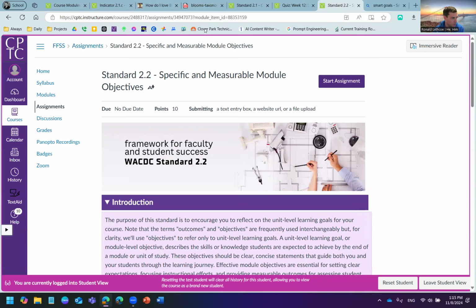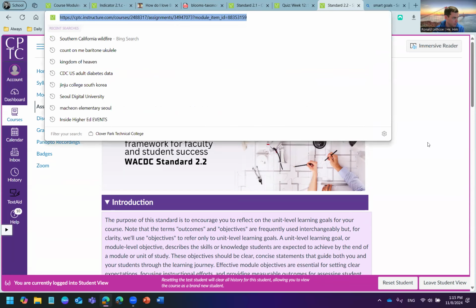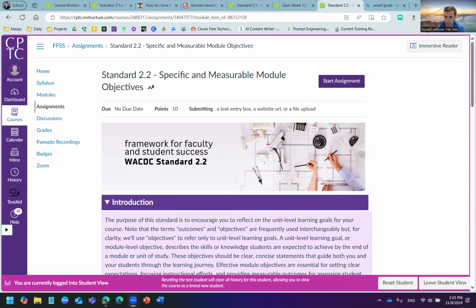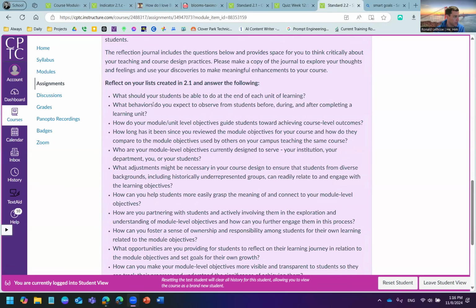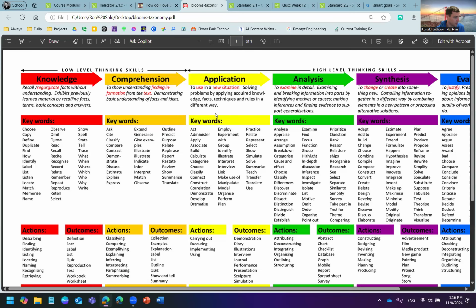Standard 2.2, specific and measurable module objectives. So if you're interested in following along with the site, we're just going to go down this list here and go over the instructors' objectives that they have for their modules and for their lessons, and see if they are aligned with their course learning outcomes, and then if they're using the nice verbs here that are from Bloom's taxonomy. Yeah, sounds like a great plan.